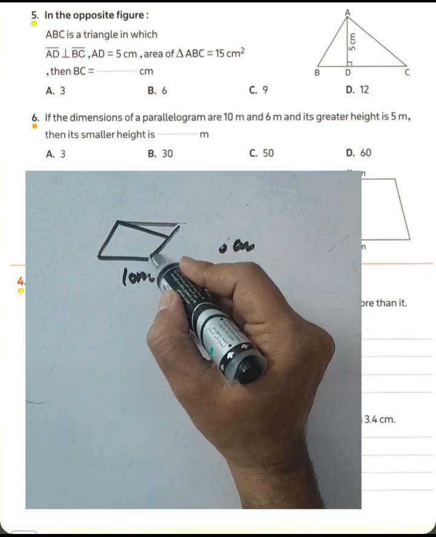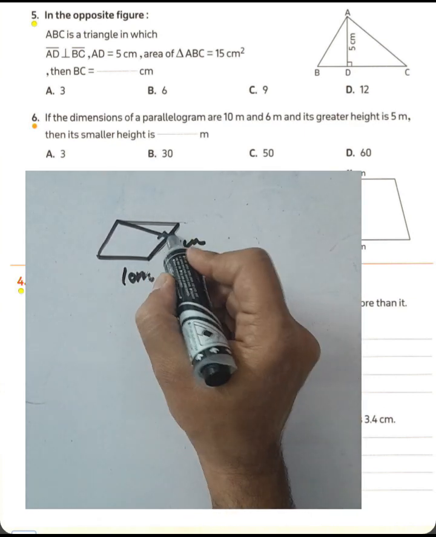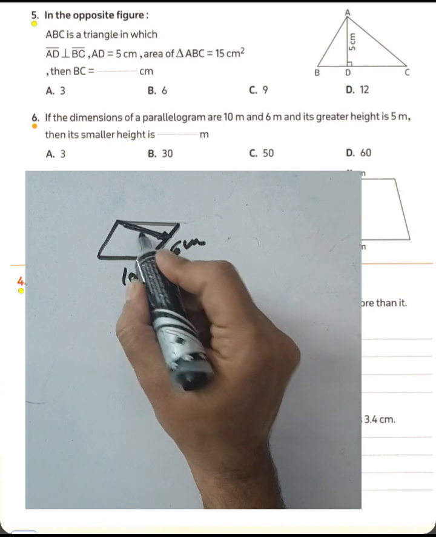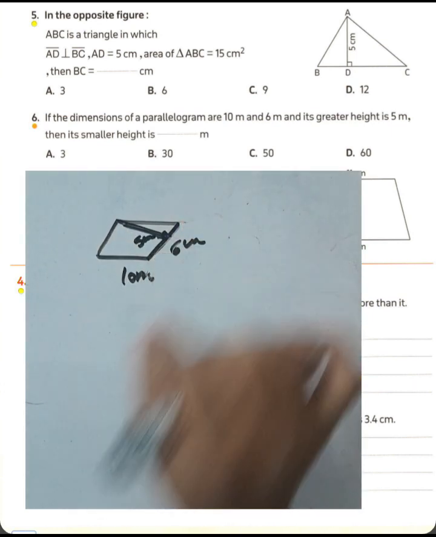We will draw here like this. It was 6 centimeter and the greatest height, this is the greatest height. Okay, 5 centimeter, because the greatest height is perpendicular to the smallest base.